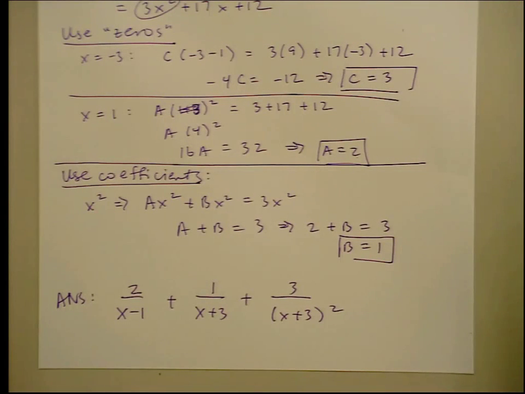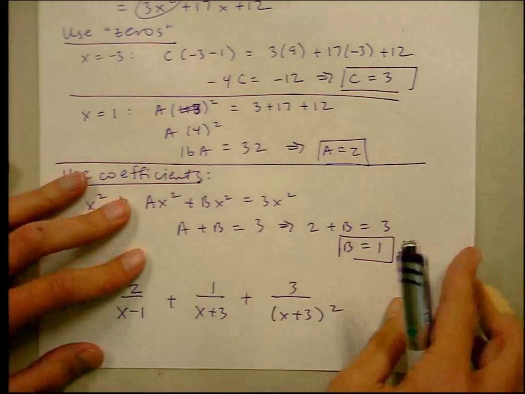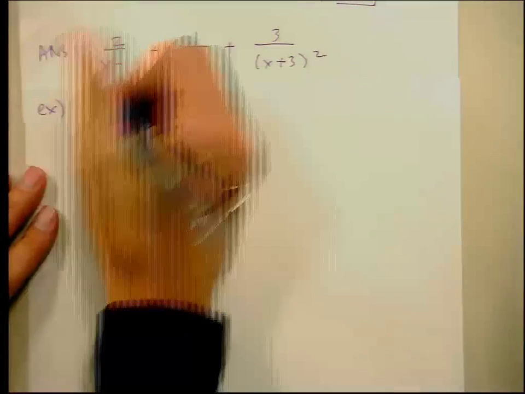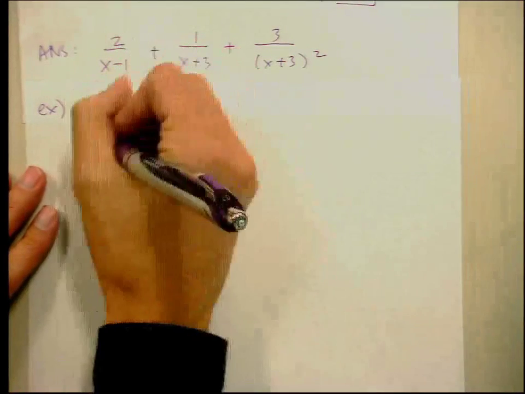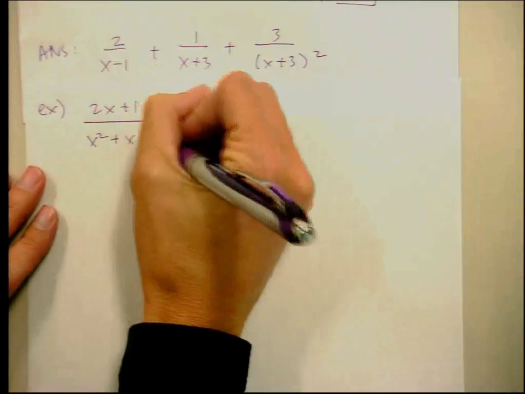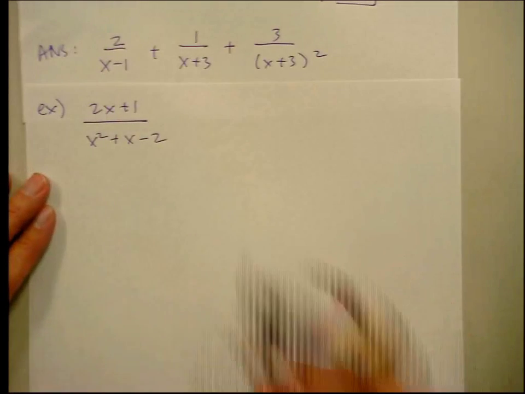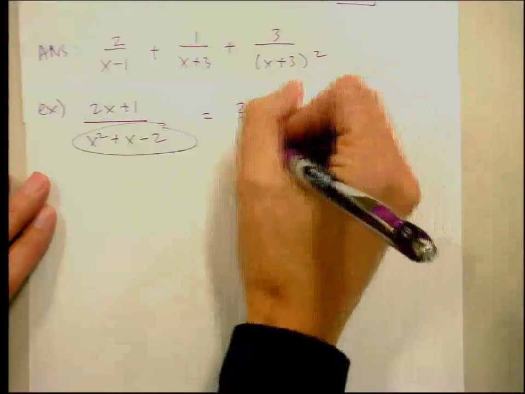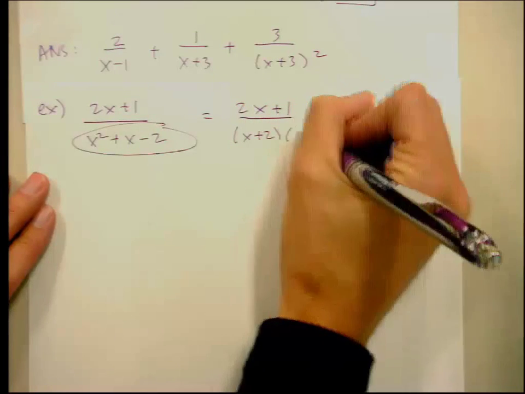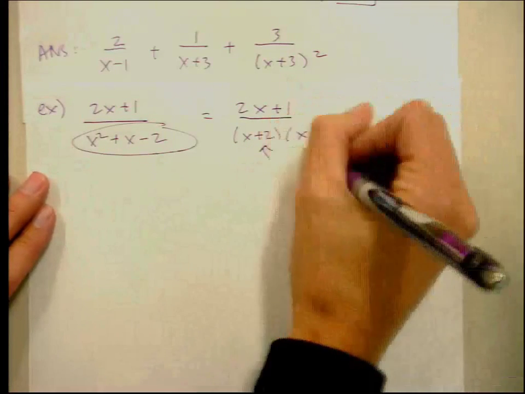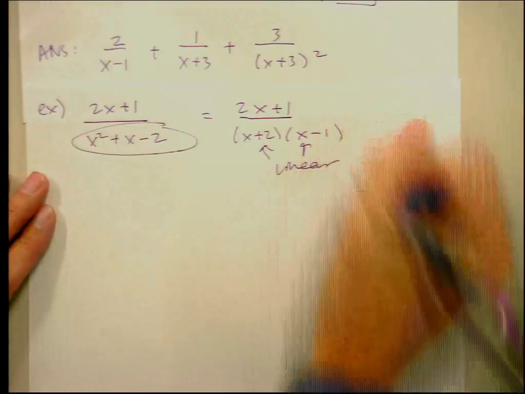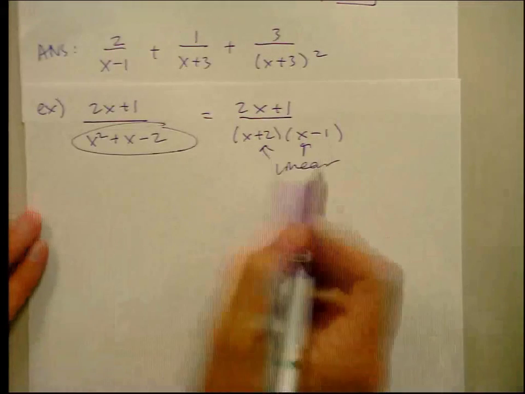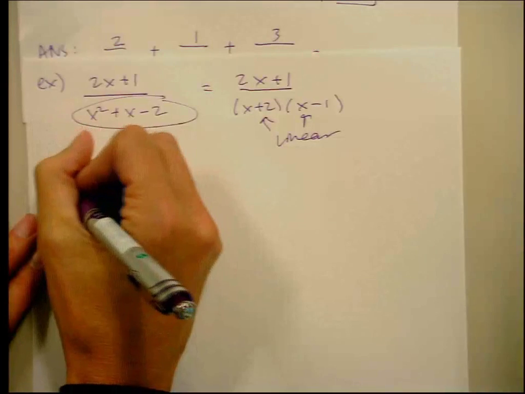Let me go to this one next. It's just a nice, really simple one. One really similar to what we did in class. So we'll just call this example. And this is a 2x plus 1 divided by x squared plus x minus 2. I do need to factor that denominator so I can figure out what my template's going to look like. So it factors as x plus 2, x minus 1, both linear factors. In the denominator, no multiplicities, so I can go ahead and jump right into my template.